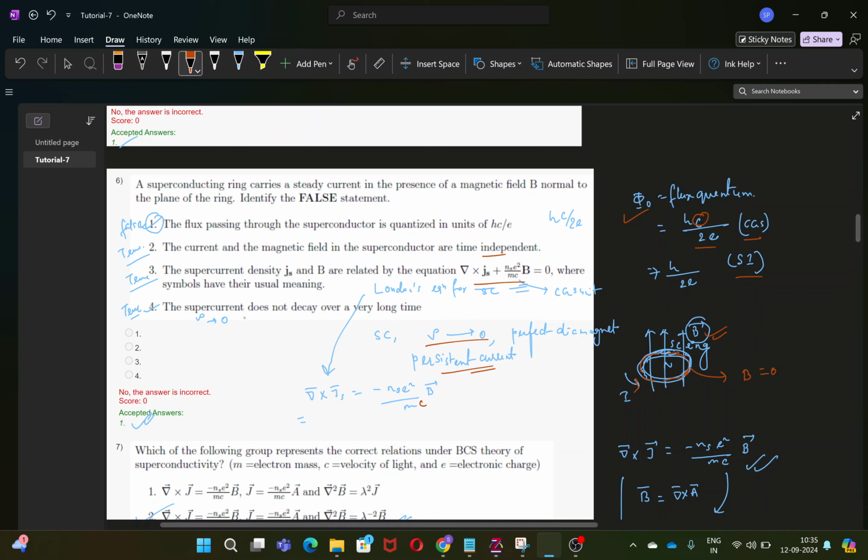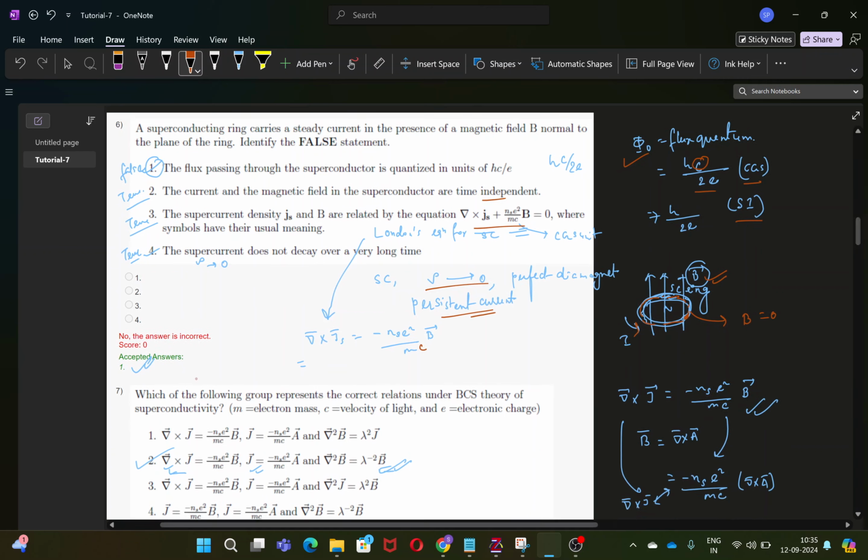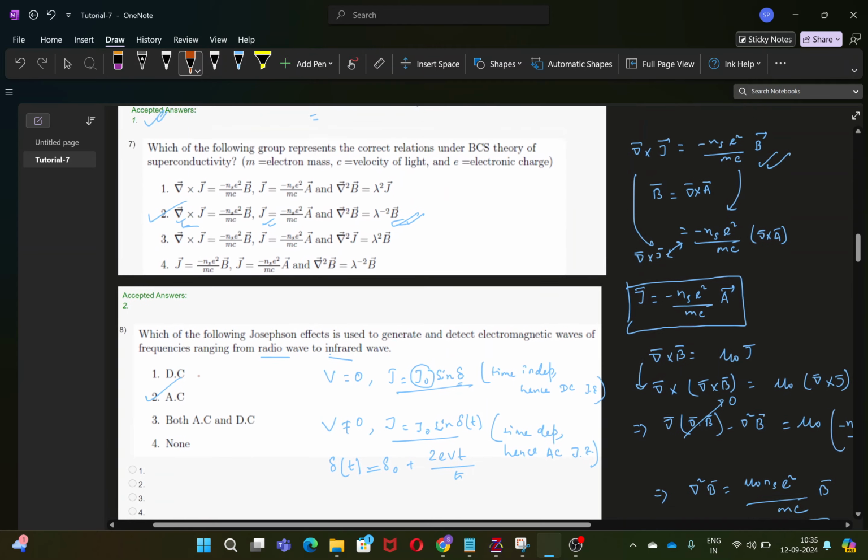And the fourth is that the supercurrent does not decay over a very long time. I have already discussed this for option number 2, that because the resistivity or the resistance tends to zero, the supercurrent will flow without any dissipation and it will not decay even over a very long time. Okay, so except for option number 1, all the 3 options are correct.